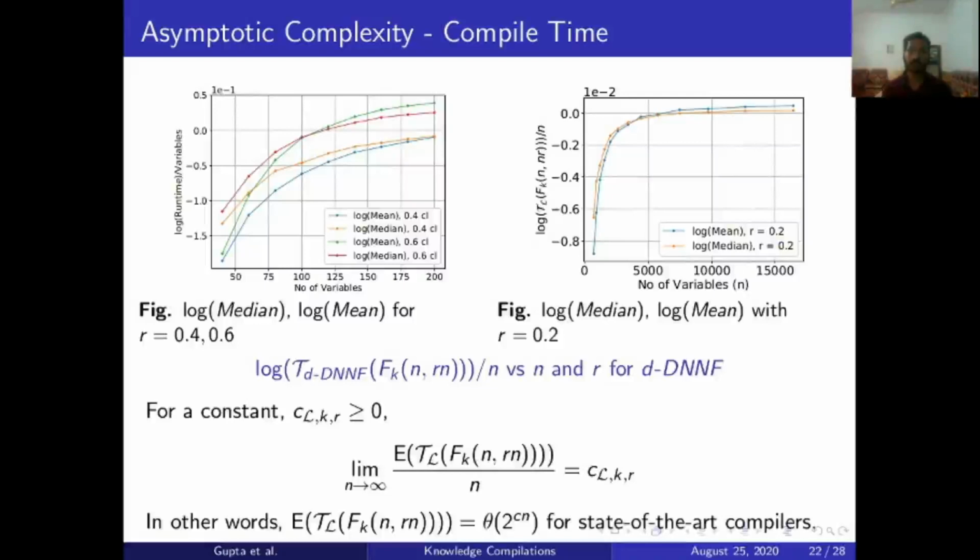Looking at the similar behavior for compile time, here things are quite a bit more interesting, because in the case of compile time, the log of runtime divided by variables increases monotonically with the number of variables, and since we know that in the worst case the runtime is exponential, here we are able to say that as n tends to infinity, the expected amount of time divided by number of variables converges to a constant. In other words, expected runtime is equal to theta of 2 to the power cn for state of the art compilers.